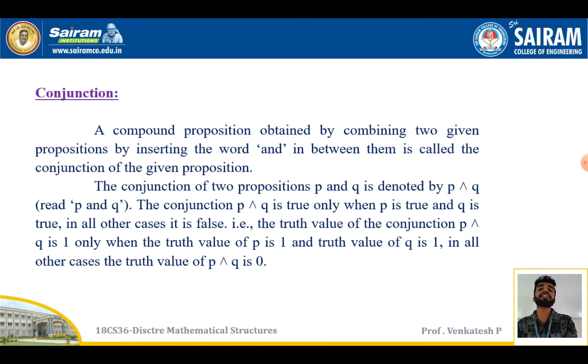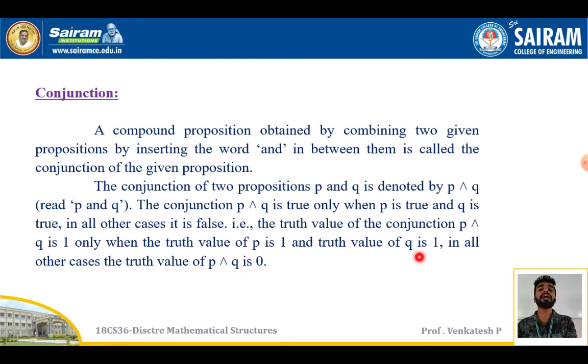So the conjunction of P and Q is true only when P is true and Q is true. In all other remaining cases, it will be false. That is, the truth value of the conjunction P and Q is 1 only when the truth value of P is 1 as well as the truth value of Q is 1. In all other cases, the truth value of P and Q is 0.